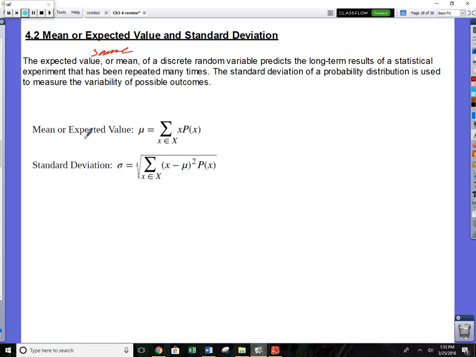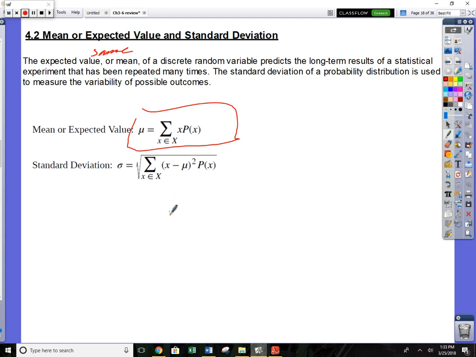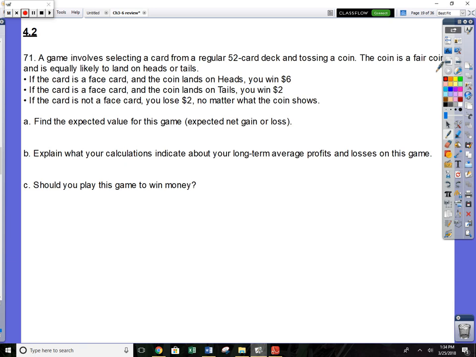The expected value is the summation of x times the probability of x happening. So this one will make sense. This one's not too bad. Standard deviation, I don't even know if we ever did it in your homework. You're going to have to use a formula for that, but this expected value is not bad. So here we go.